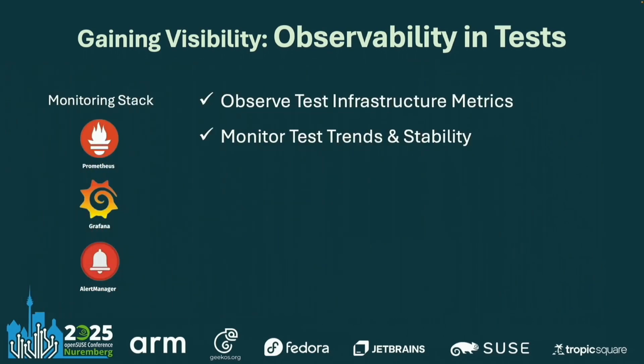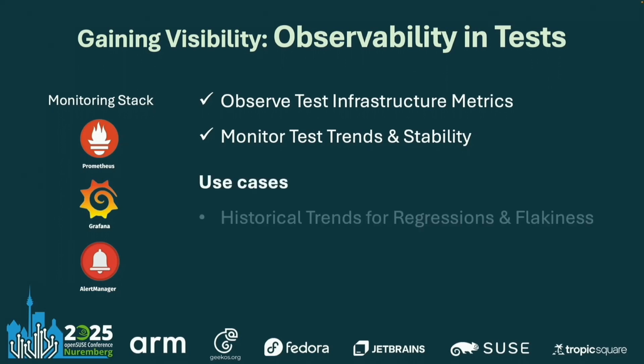So this ability to observe has some really valuable uses for us. One key use is analyzing historical trends to identify regressions and flaky behavior. For instance, if we see a sudden jump in failures or a test that starts failing sometimes after a specific code change, our Grafana dashboard shows this right away. This helps us figure out when a problem was introduced or identify a test that needs to be fixed because it's unreliable.